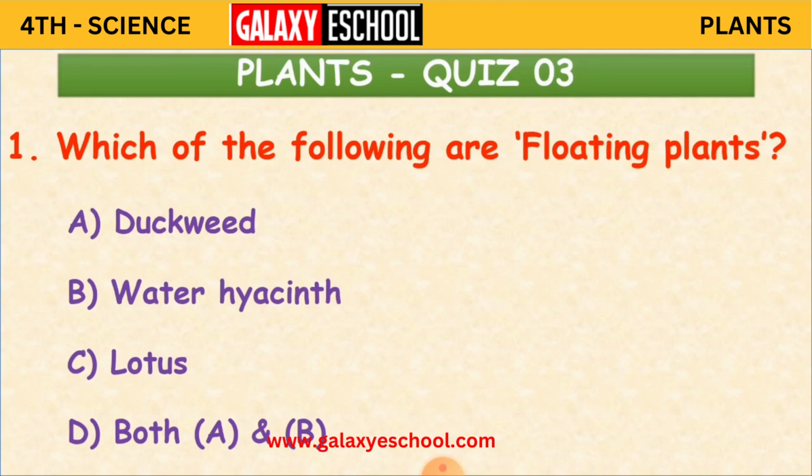A and B. Which is the correct answer, children? A floating plant is one which is floating on the water. The correct answer is both duckweed and water hyacinth. Okay, clear? Now the next question.